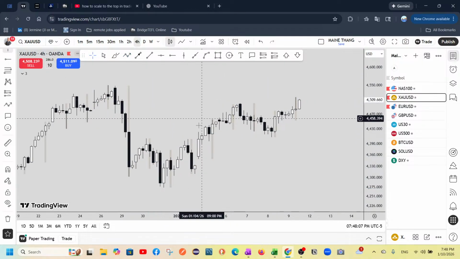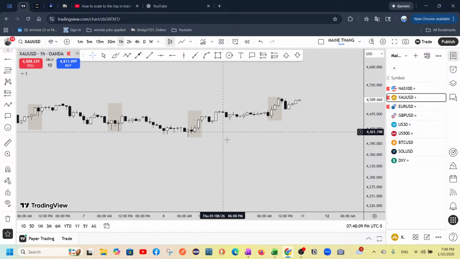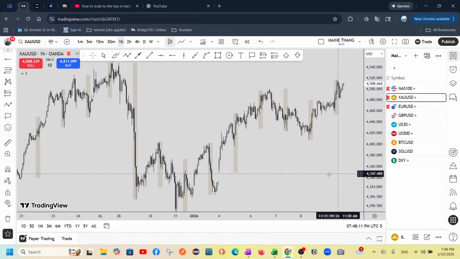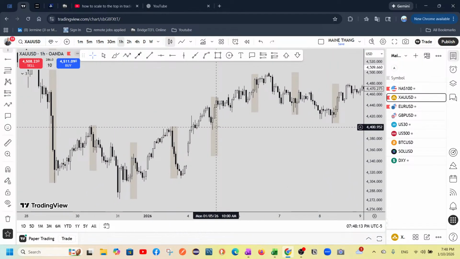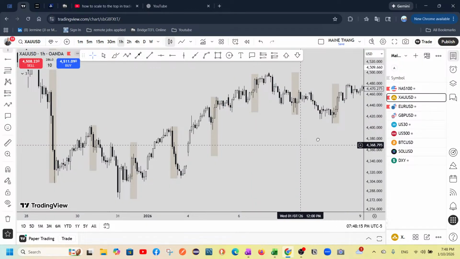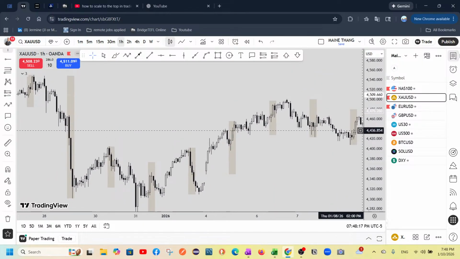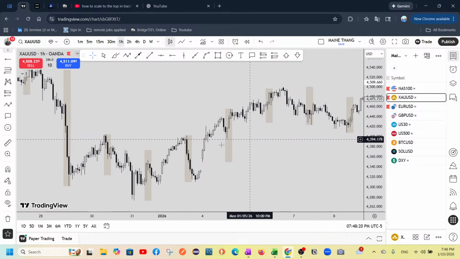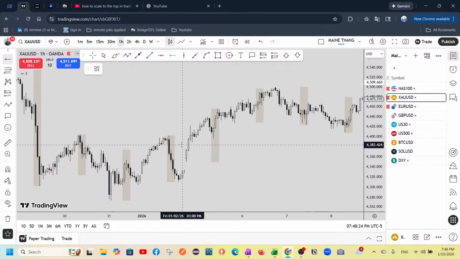So on gold, top down to the 1-hour. And these boxes represent the New York session, right? So Monday is here. We trade market structure. Shout out to Trades by Side for the strategy: indication, correction, and continuation, 3 steps.